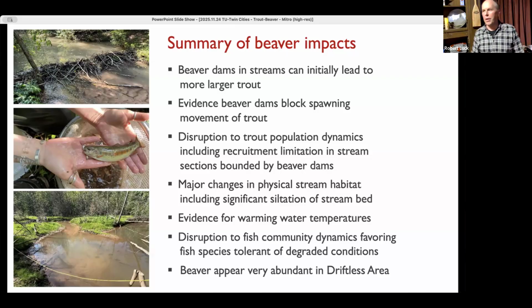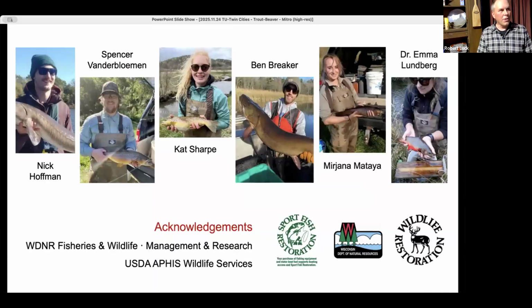Beaver do appear to be very abundant in the driftless, but also throughout the state. Again, when we started this study, we had been controlling beaver on these streams for many years. Take that control off, beaver are showing up right away. And even on many of the streams that we do control on, it's an annual process. It's not one and done. You have to keep coming back. And in the driftless area in particular, there's just a large abundance of beaver in our Wisconsin streams. So I'll leave it at that.